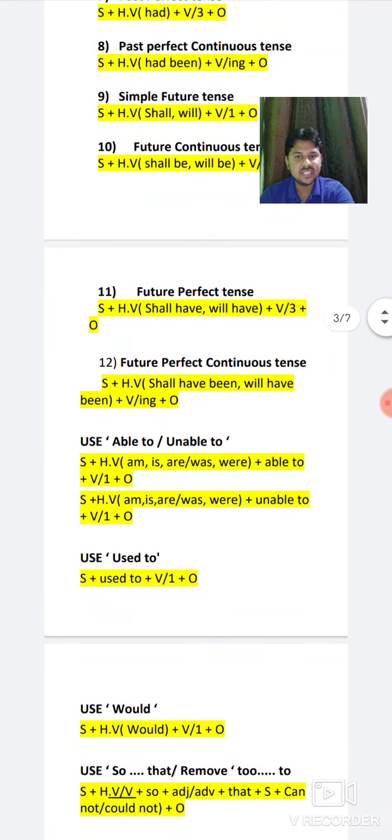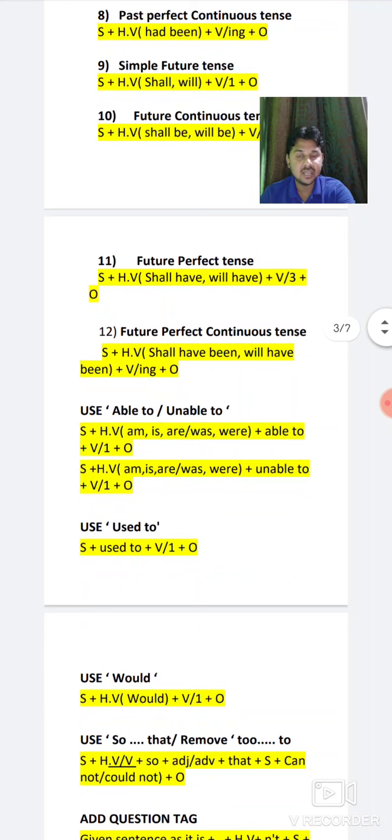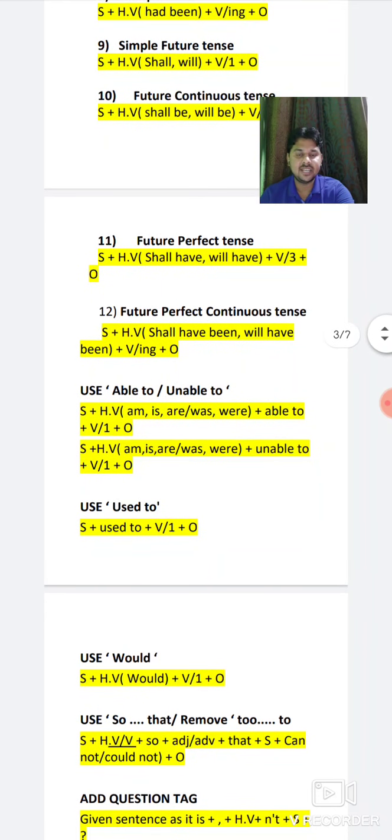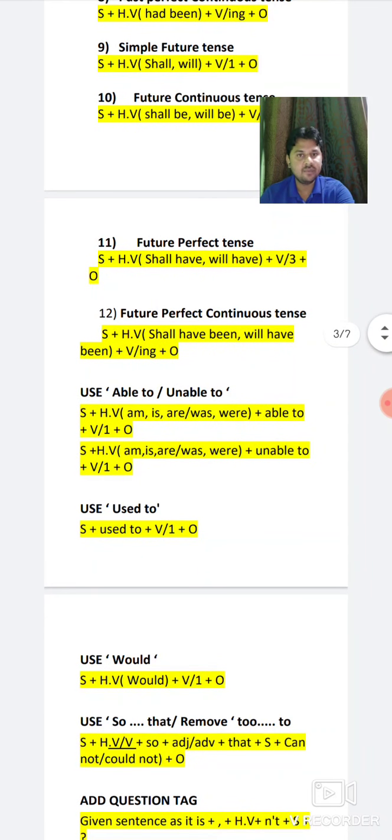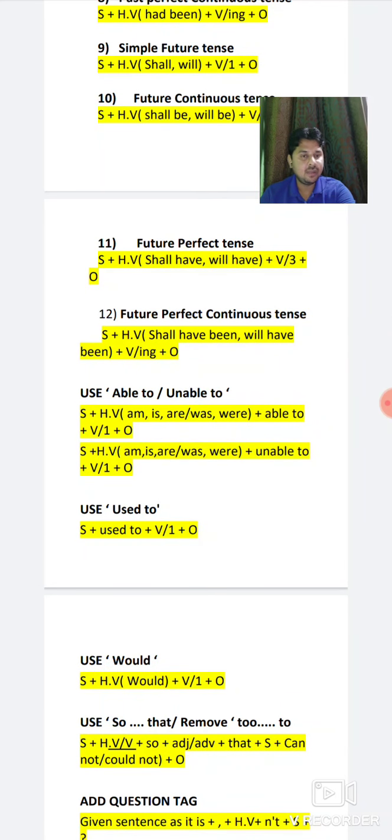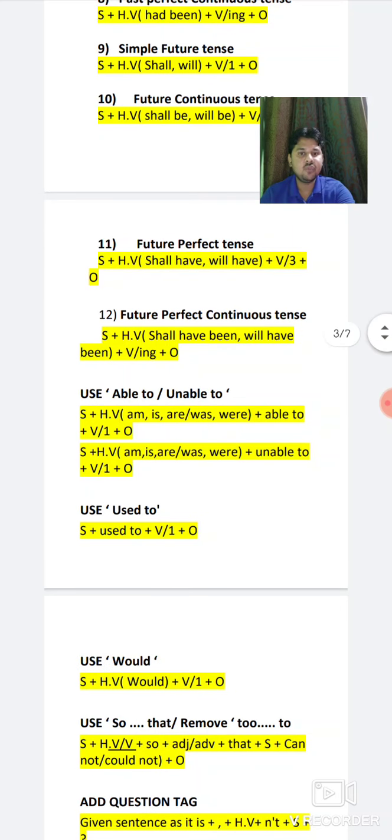Now you can see, students, the 11th formula known as what? Future perfect tense. Perfect means verb third form it will be there. See the structure: subject, after that helping verb shall have or will have, properly use any one, after that verb third form, and the last object will be there.